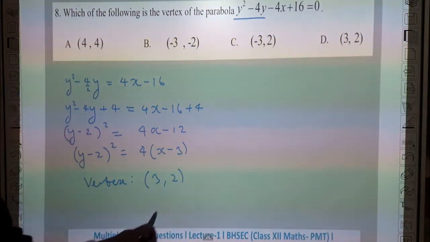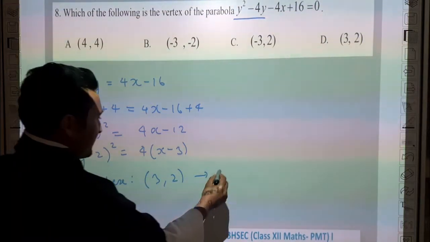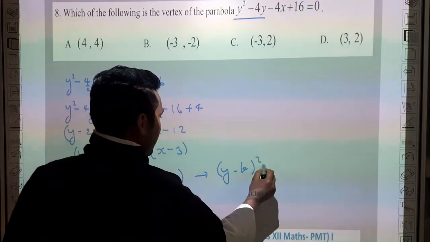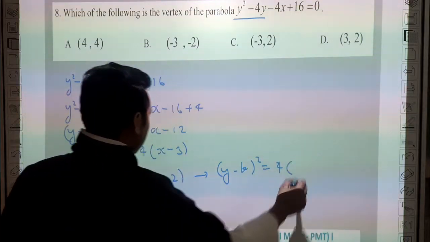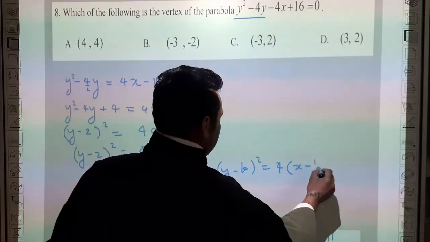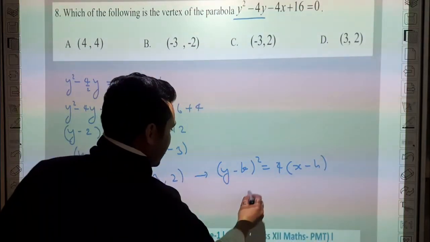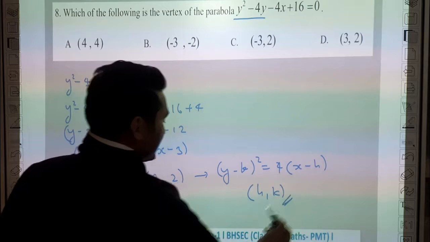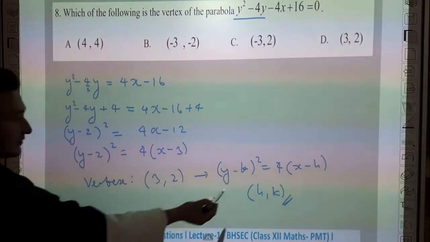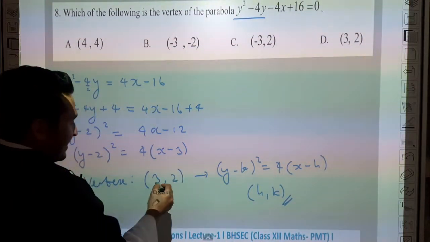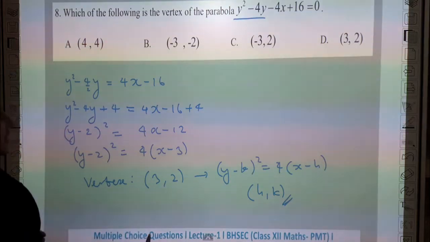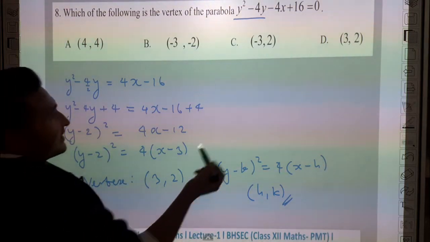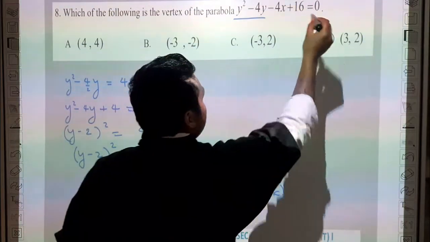How did I know this? If we have y minus k the whole square equal to 4 times x minus h, then h, k is the vertex. Here in place of h we have 3 and in place of k we have 2, and let's see the correct option. The option here again is option D.